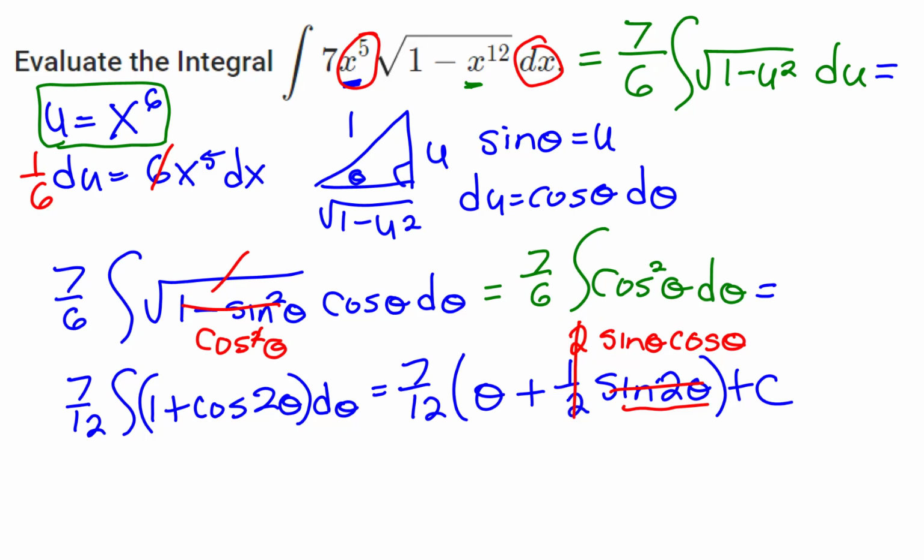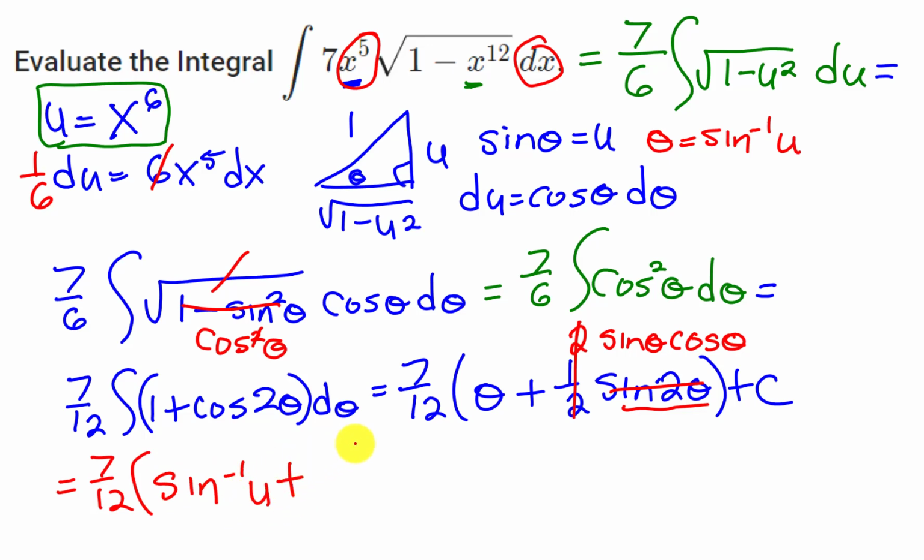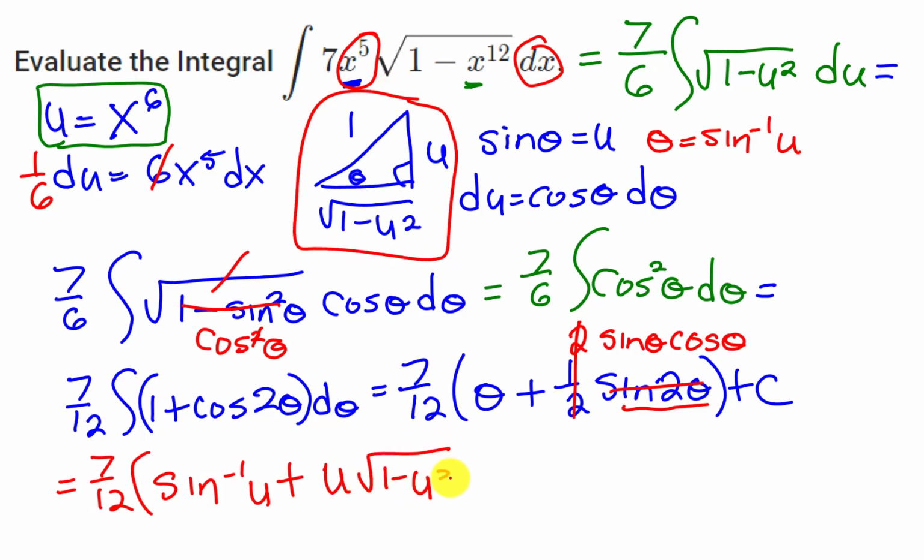Now let's go ahead, and we have 7/12 theta. Well, if I come back up here, I can solve for theta. It would just be sine inverse of u. So I've got sine inverse of u plus, I need sine theta, that's just u, multiplied by cosine theta. Back to my triangle here, cosine theta is adjacent over hypotenuse, so it's the square root of 1 minus u squared, and then that whole thing is plus c.